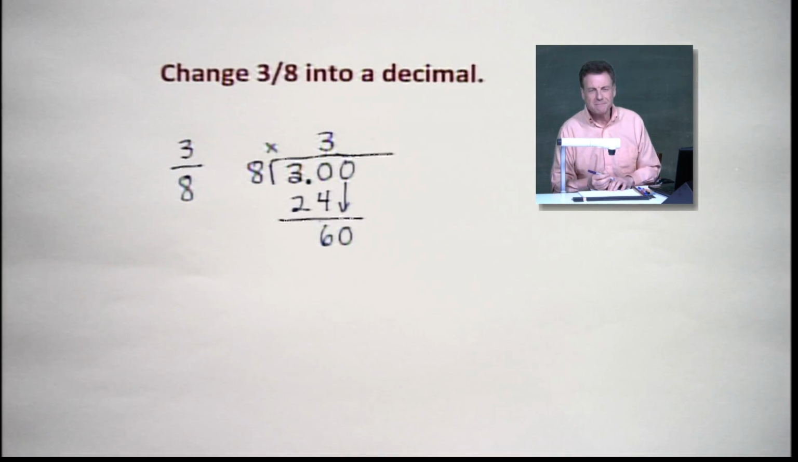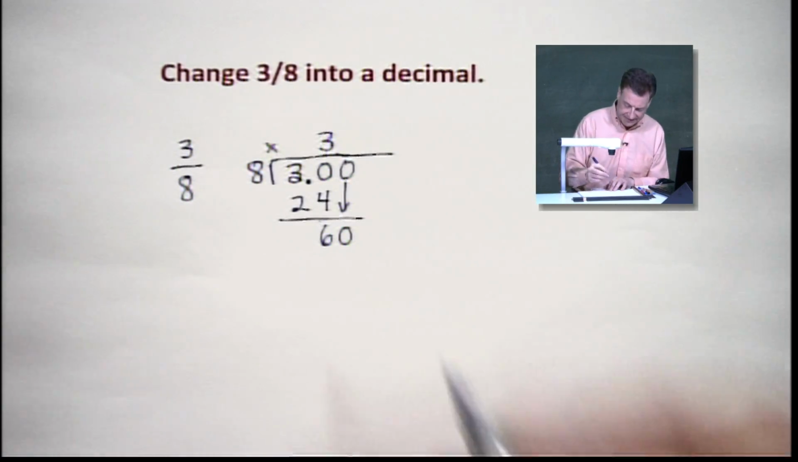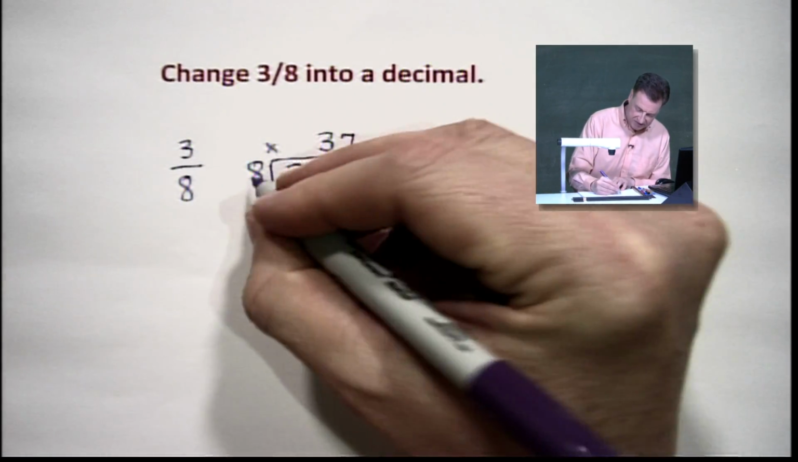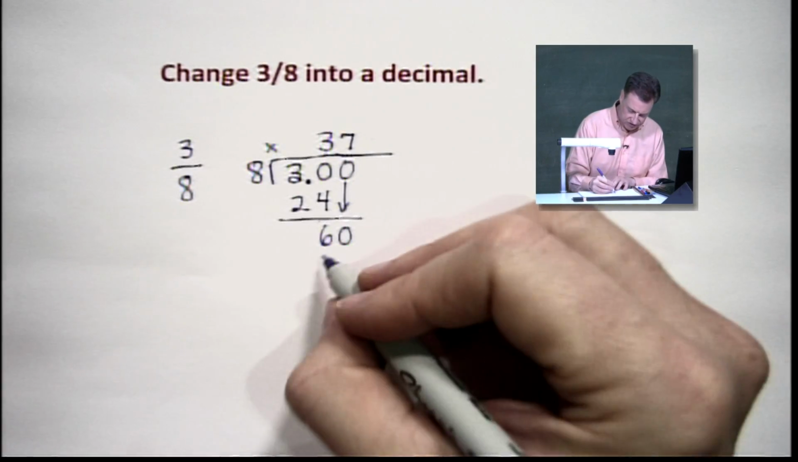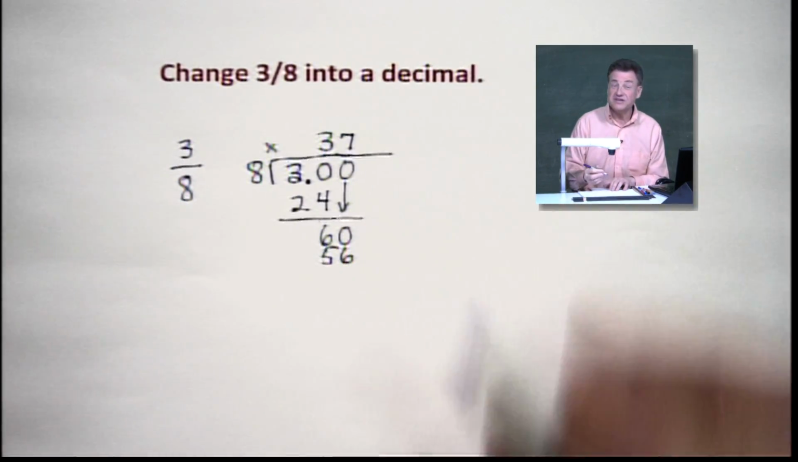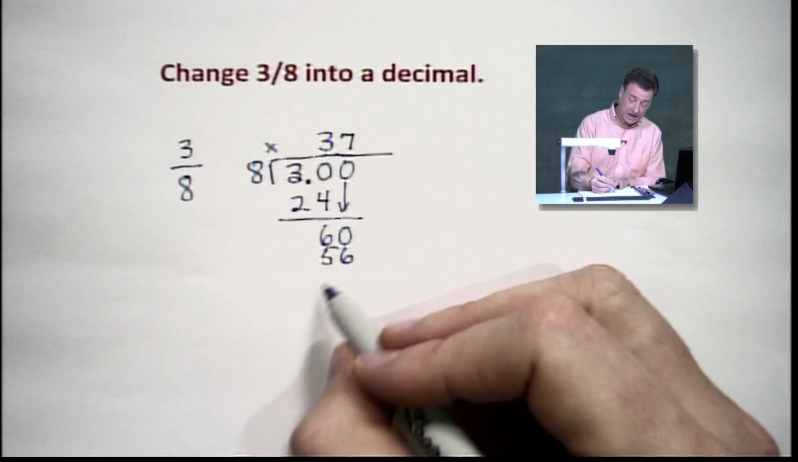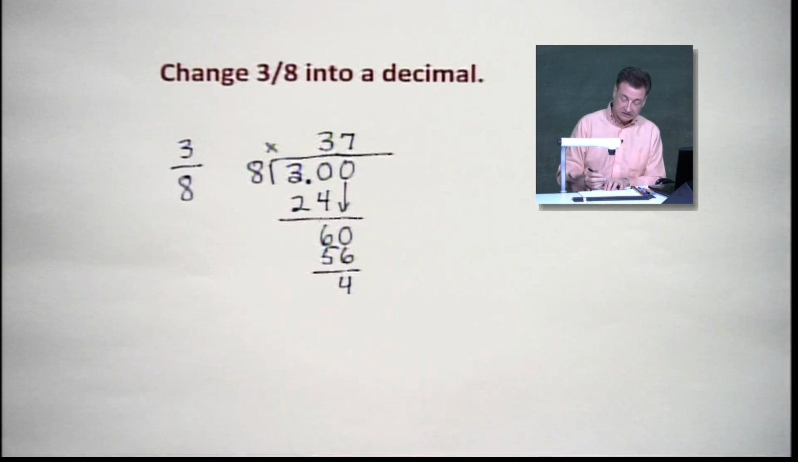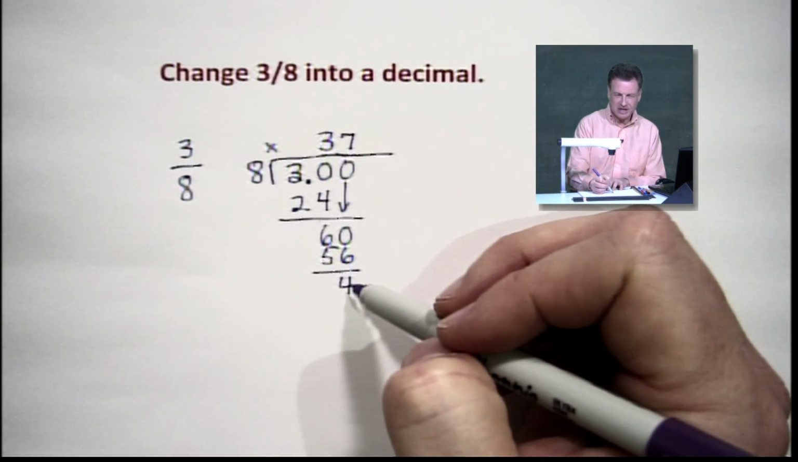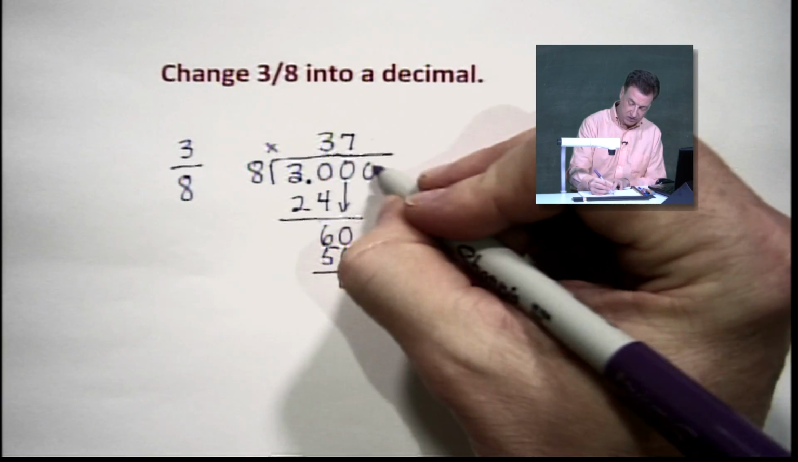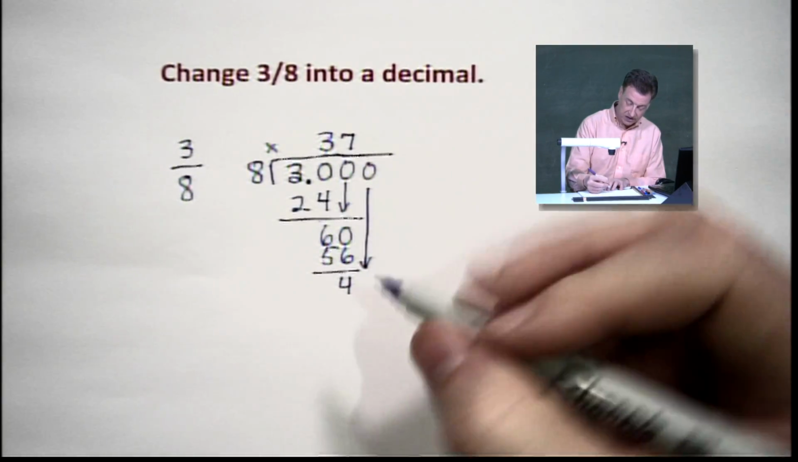Ooh, bigger number, isn't it? 8's too high. Let's go with 7. 7 times 8, 56. It's a good number. We subtract 56 from our 60. We end up with 4. And I'm happy to see 4 come there. You know why? Because when I add one more 0 down here, whoo, all the way down it goes.